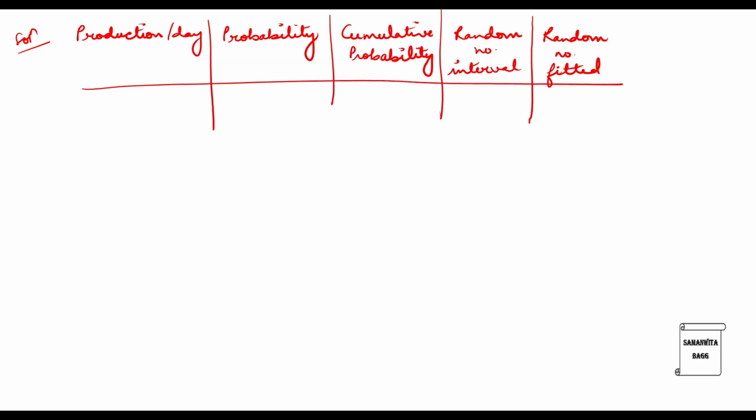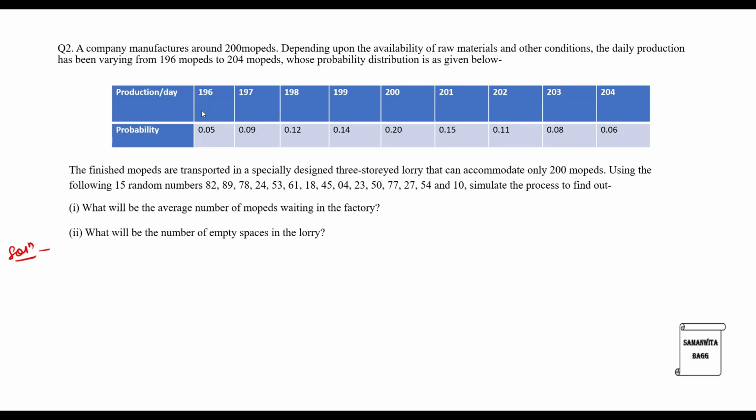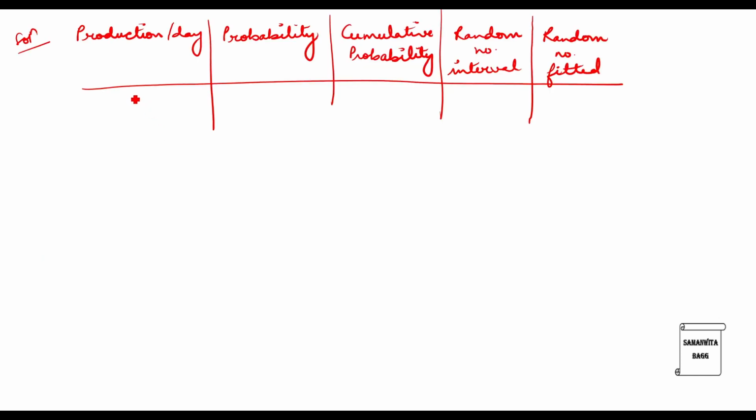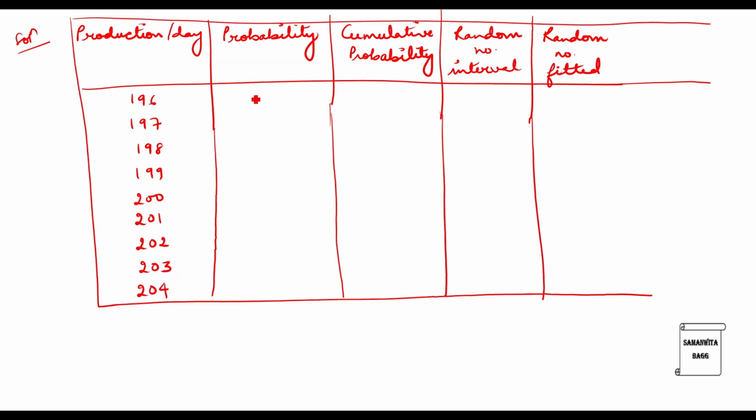So the production per day has been given. I will copy these values one by one. Also, I'll copy the corresponding probability in this table. So first value is 196, then 197, 198, 199, 200, 201, 202, 203 and 204. Next, I'll write down the corresponding probability.